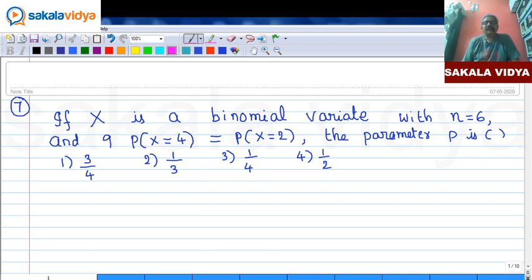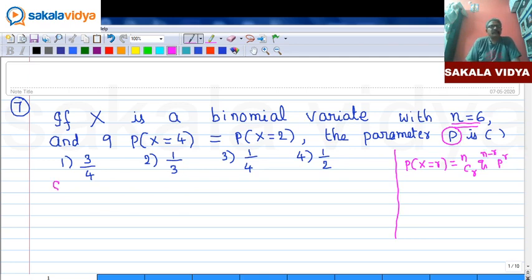So x is a binomial variate, n is equal to 6, 9 into P of x is equal to 4 is equal to P of x is equal to 2, then parameter p you need to evaluate. That means first of all let us recall the formula. P of x is equal to r, probability of x is equal to r success is NCR q power n minus r and p power r.